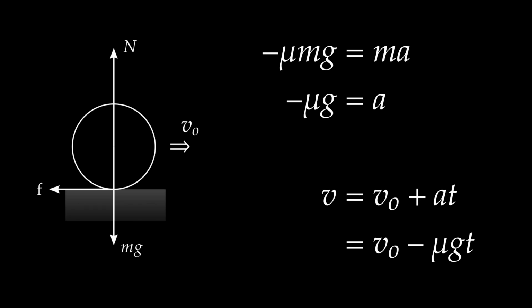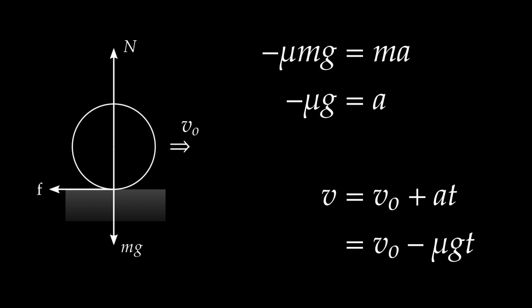If you look at my free body diagram, clearly the normal force directed upward is equal to the weight force directed downward. So I have no need to solve that. So I'm simply going to look at the friction force and how the friction force affects the horizontal motion.